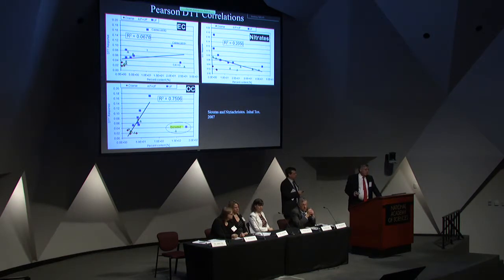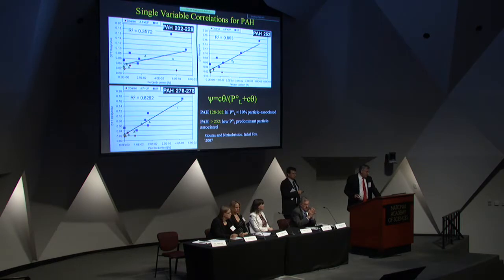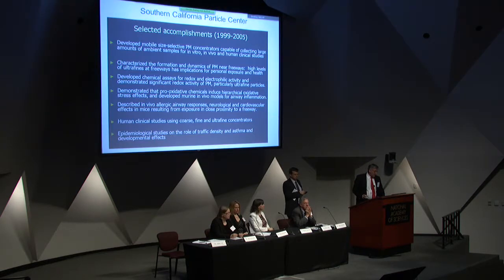On doing correlations of the assays that we had, we could show that there's a much higher correlation between the elemental carbon and nitrate. The organic carbon compounds had a much stronger correlation with the pro-oxidant capability of these particles. And when we corrected that for particle size, the pro-oxidant effect was more reflected in the higher molecular weight PAHs.